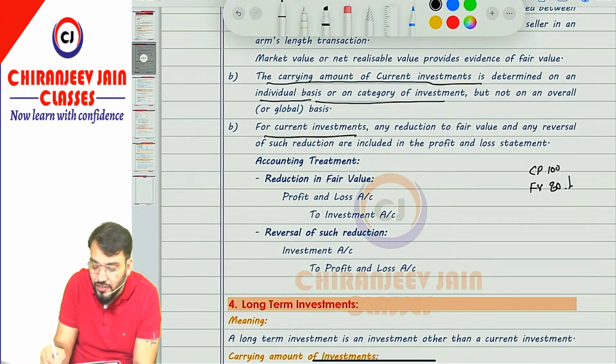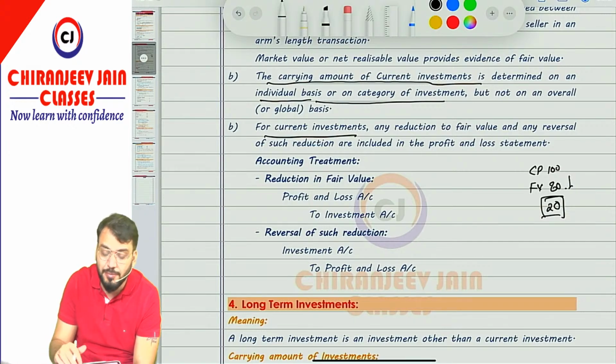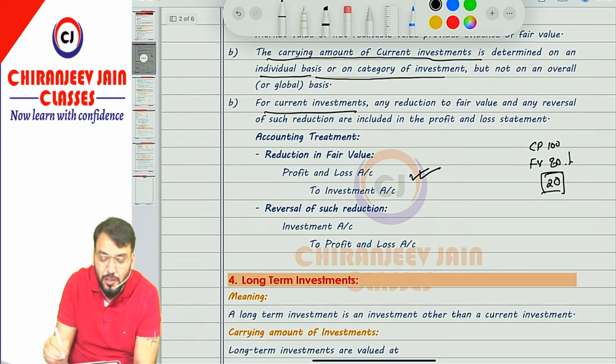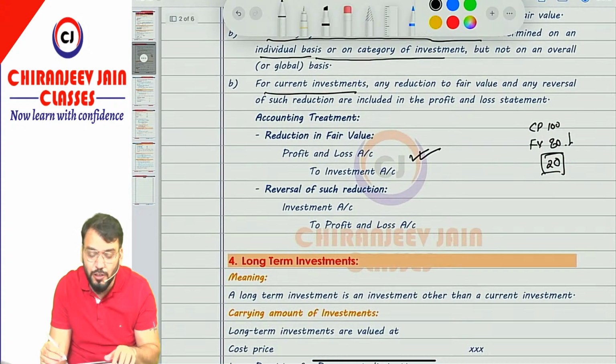So how much reduction? 20 is the reduction. This 20 will be charged to profit and loss account. What journal entry will we do? Profit and loss account debit to investment. So the journal entry is: profit and loss account debit to investment, or you can say fair value loss account debit to investment, and that loss will be transferred to profit and loss account.